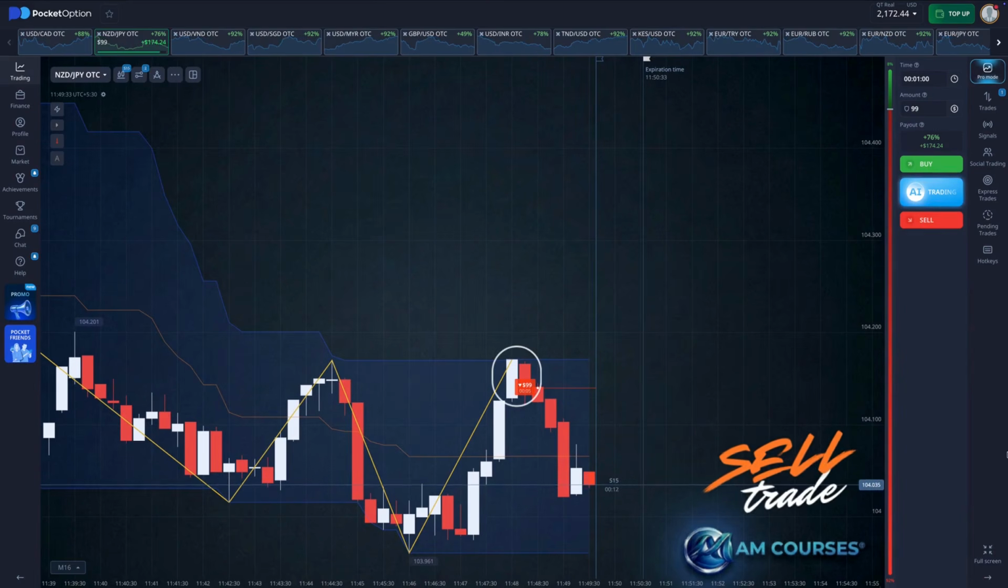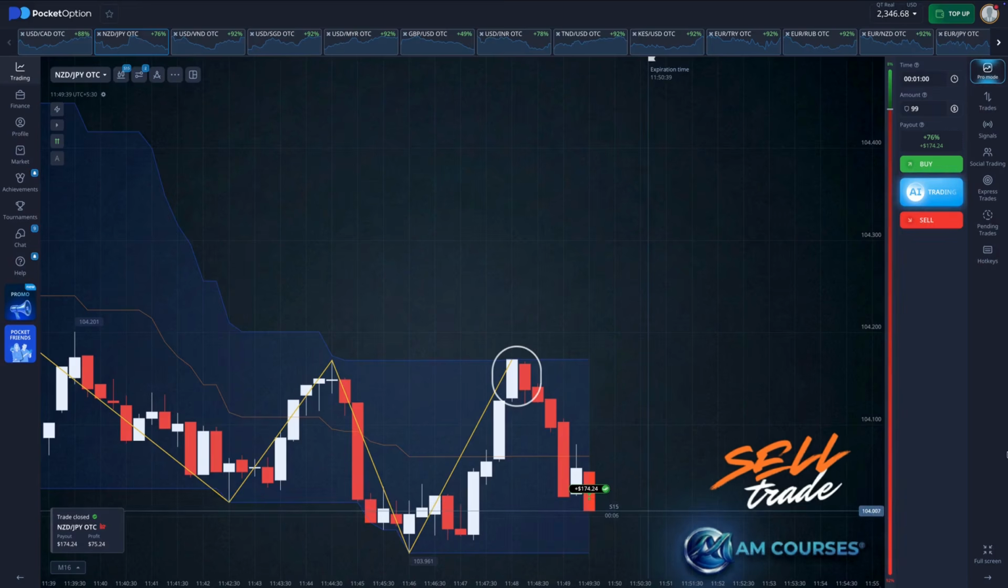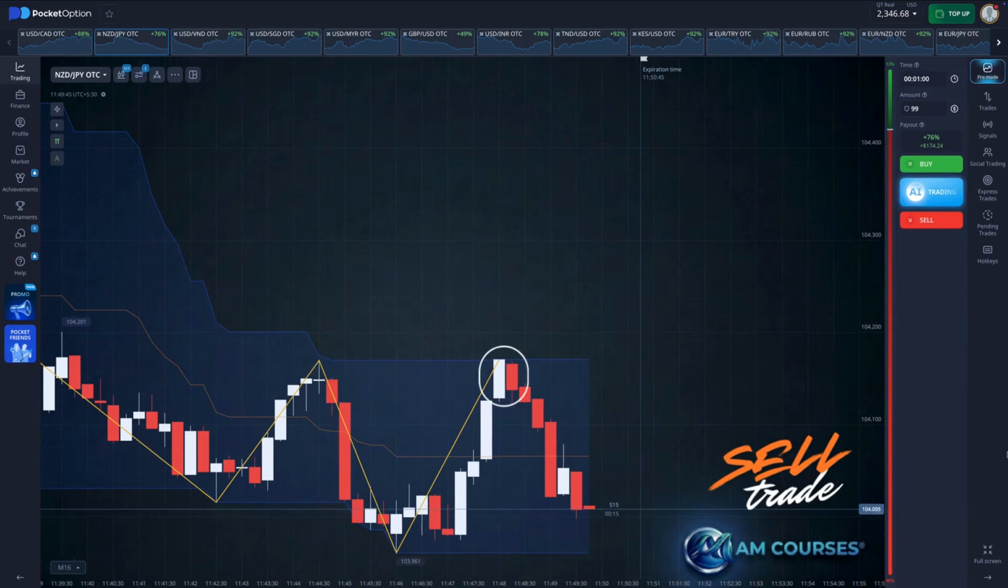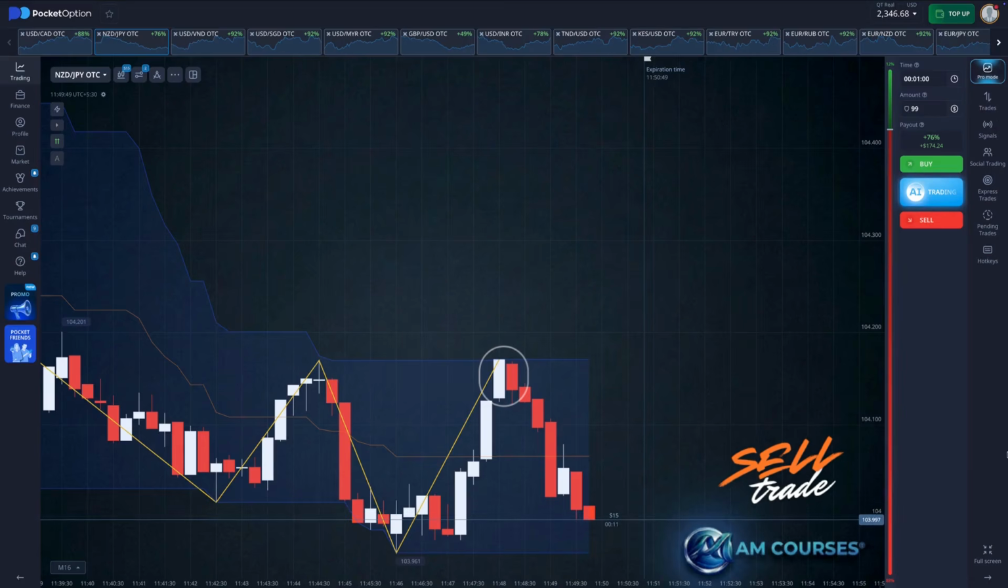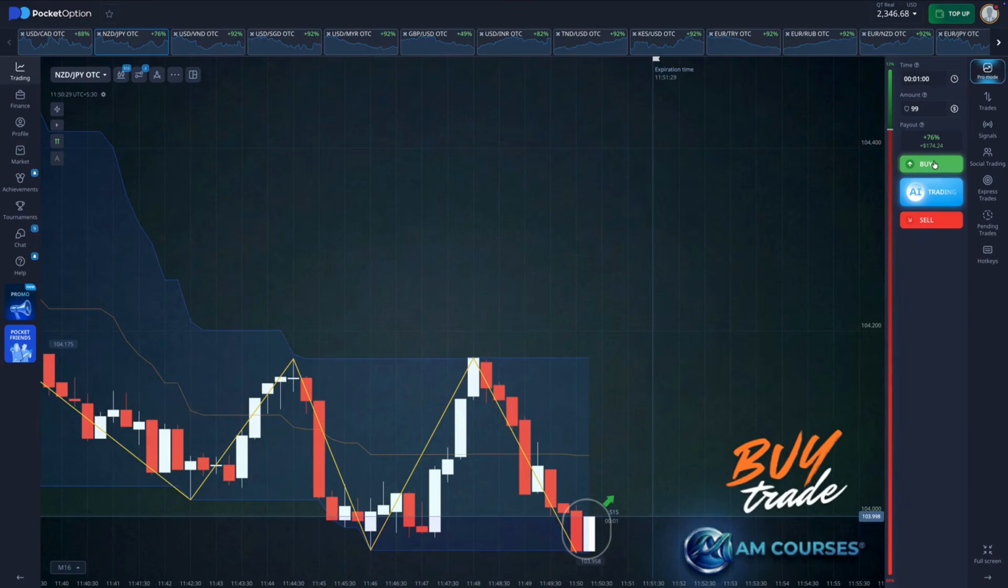For a sell setup, we want to see the ZigZag positioned above price action and price touching the upper boundary of the Donchian Channel. That tells us price has stretched to the top of its recent range. But we don't jump in immediately. We wait for a bearish confirmation candle. Only once all three conditions line up do we consider a sell, placing it on the very next candle with that 1-minute expiry.